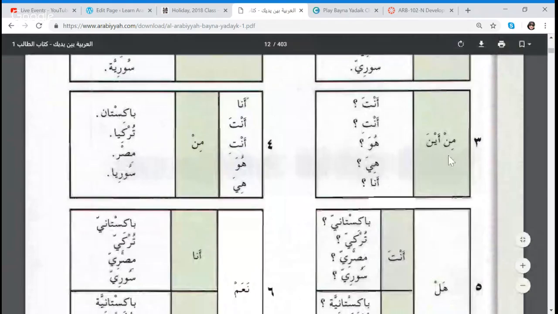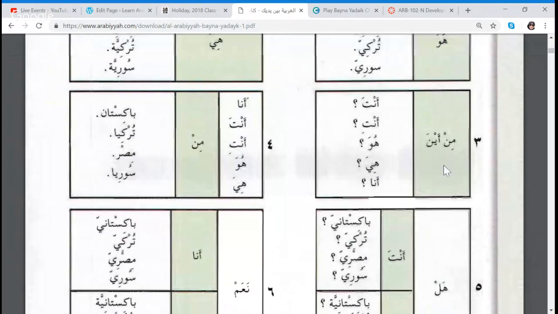And stop after each sentence and tell me what you're saying, okay? Minena Inta, where are you from, male? Where are you from? Very good. Min Aina Inti, where are you from, female? Min Aina Hua, where is he from? Min Aina Hia, where is she from? Good. Min Aina Ana, where am I from? Very good.